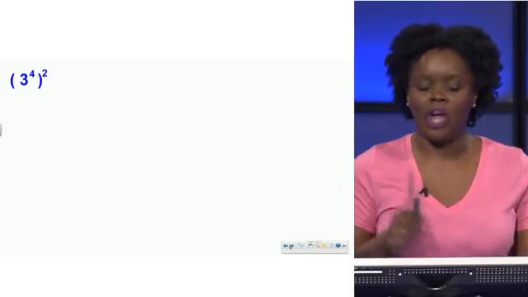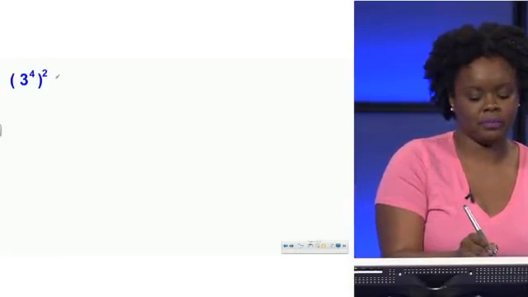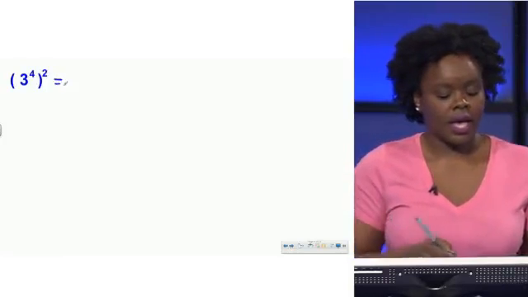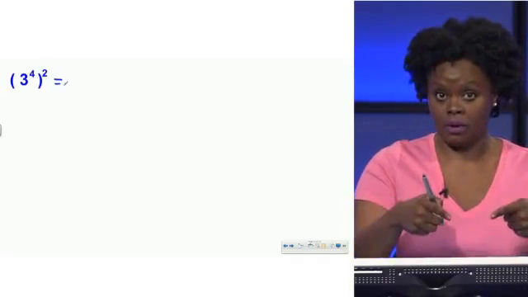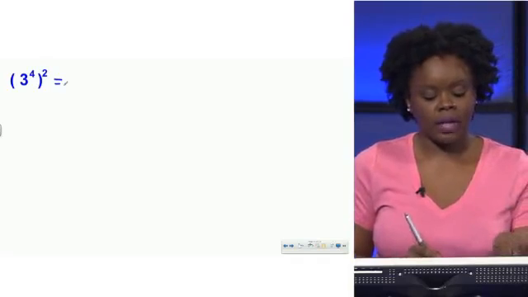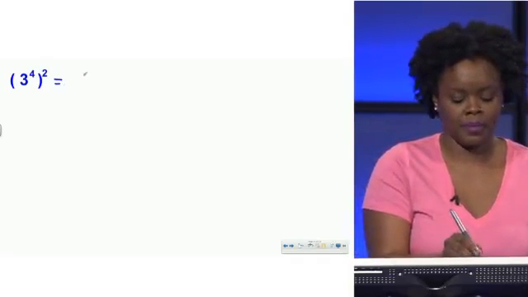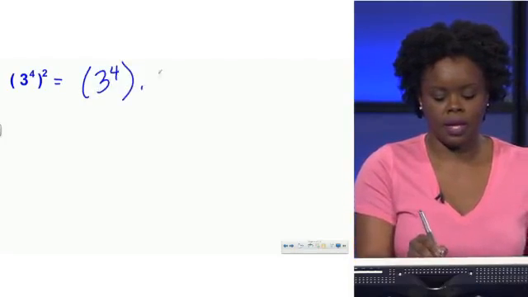Let's keep applying that and get through a couple more problems. I'm going to do a few of them. Bear with me, you're going to notice the pattern once I get to a certain point. Same thing, knowing what we do about exponents: if I'm raising 3 to the 4th to the second power, that means I'm multiplying 3 to the 4th by itself. So I'd have 3 to the 4th times 3 to the 4th.